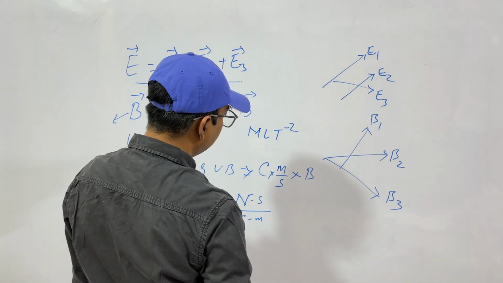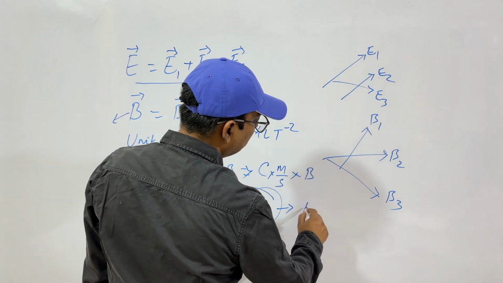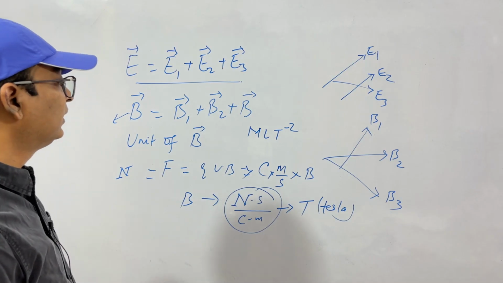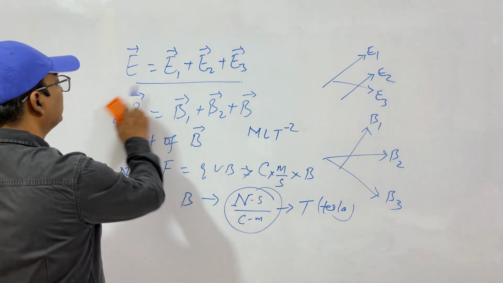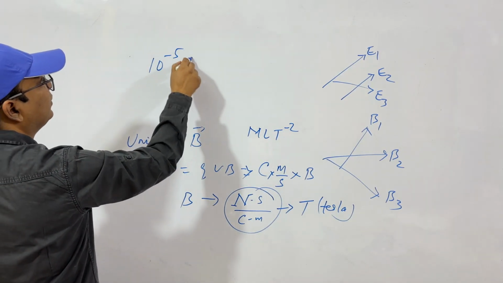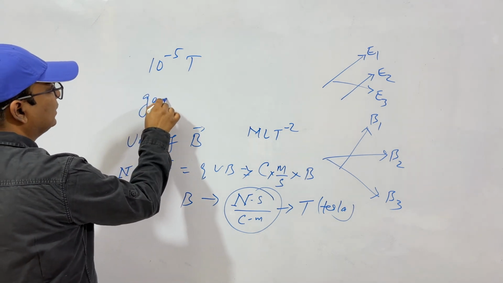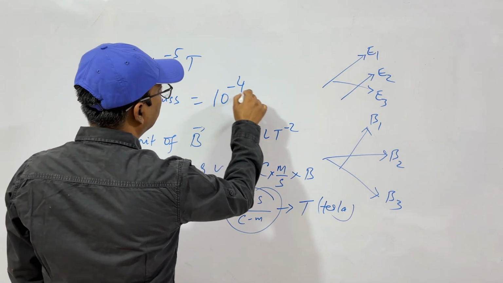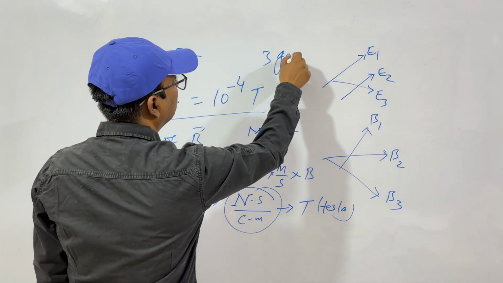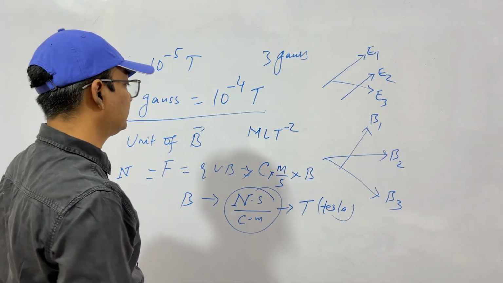Now let's understand what is the SI unit. This in SI is called Tesla, T, after the name of the scientist Nikola Tesla. Okay, so this is Tesla, but Tesla is a very big quantity, because the magnetic field at the surface of Earth is roughly around 10 to the power minus 5 Tesla. So a non-SI unit, that is Gauss, is often used, which is equal to 10 to the power minus 4 Tesla. Many times you will find that the magnetic field is, let's say, 3 Gauss. You'll have to convert it to SI unit, that will be 3 into 10 to the power minus 4 Tesla. Okay.